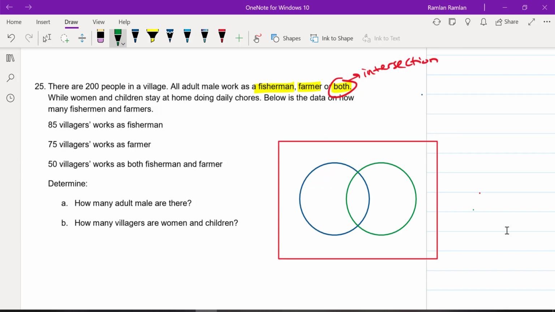Remember what I said in the classroom, guys: whenever you see a Venn diagram that is intersecting, the first thing you need to put in is the intersection. In this case, the intersection is the people who work as both fisherman and farmer, and we have that information over here. Let's say fisherman is A and farmer is B, for example. This is set A, this is set B, so this 50 belongs to A and B.